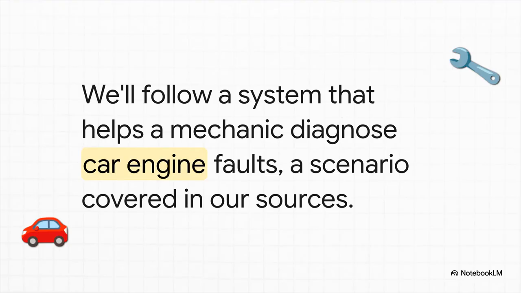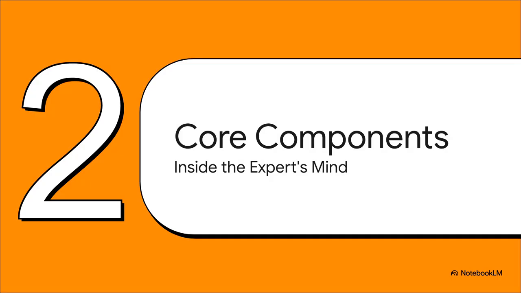Okay, so to make this all super clear, we're going to follow one single, very practical example through this whole explainer, a system that helps a mechanic figure out what in the world is wrong with a car engine. It's just a perfect way to see all the moving parts in action. All right, let's dissect this digital brain. Every single expert system is built from just a few essential components, and they all have to work together perfectly. Let's break them down one by one.